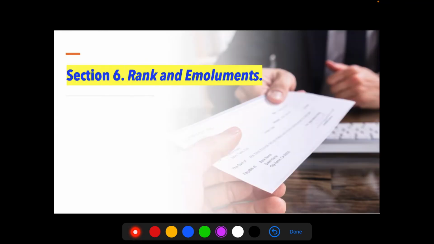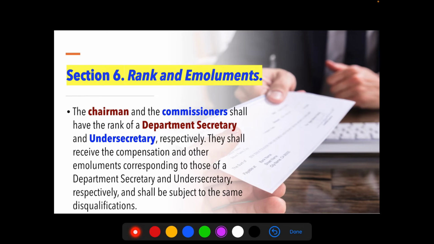Next one, Section 6, rank and emoluments. This refers to the salary or compensation and the benefits that are given to the members of the Commission. The chairman and the commissioners shall have the rank of department secretary and undersecretary, respectively. Take note of this one: the chairman will be, again, the department secretary, whereas the commissioners, the 4 commissioners, will be the undersecretary.